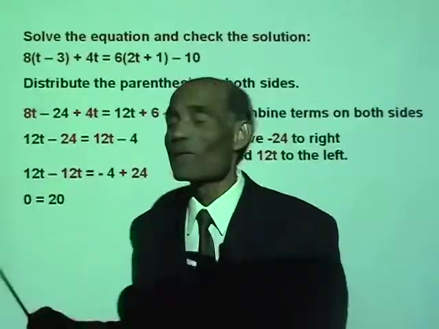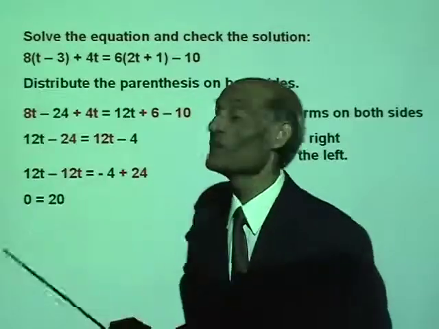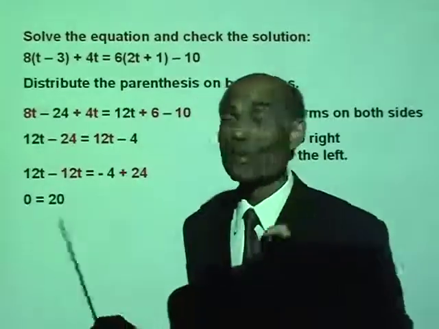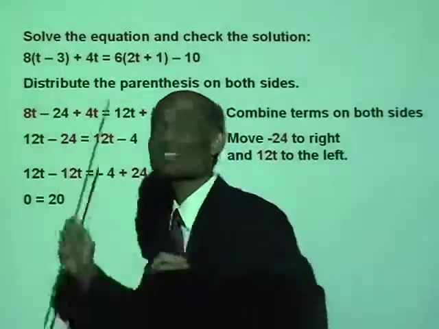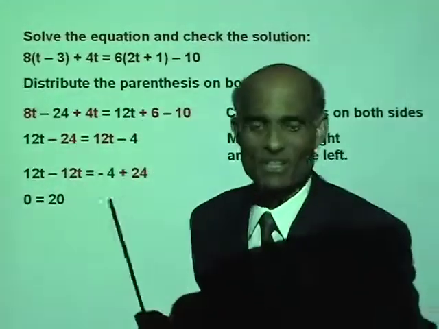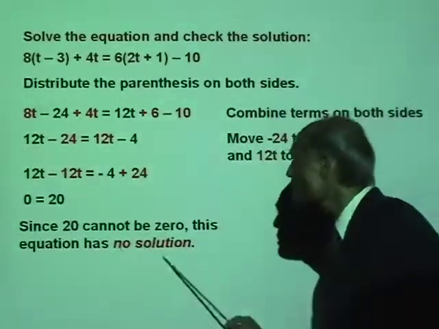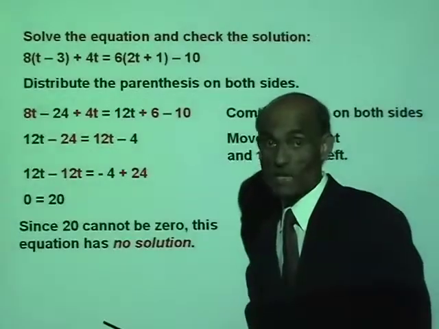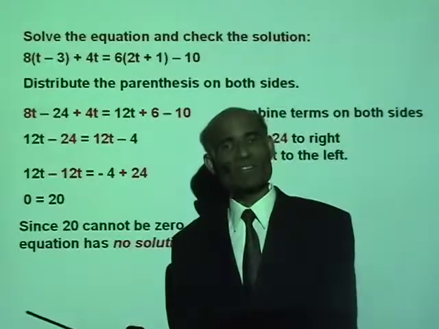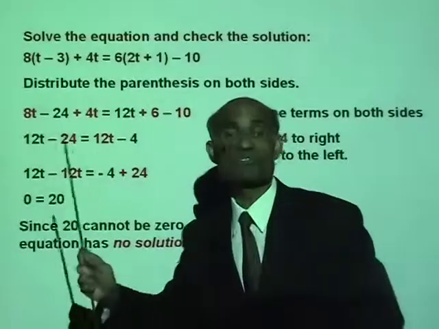What does that mean? It means this equation is absurd. It means this equation does not have a value of t which will make this a true statement. In other words, this equation is not a true equation. We will therefore say this equation has no solution. Because it gives you the conclusion 0 equal to 20, which is an absurd conclusion, which means this equation has no solution.